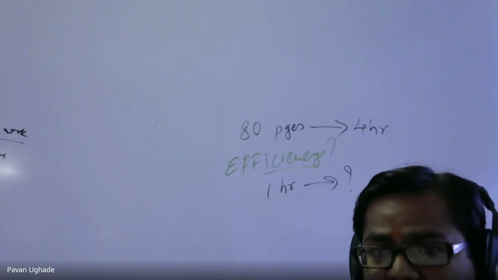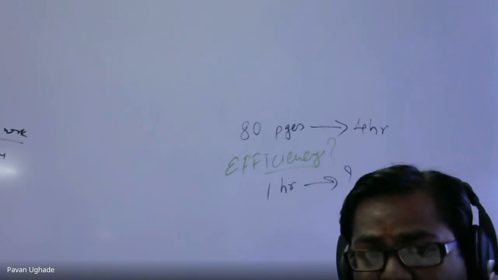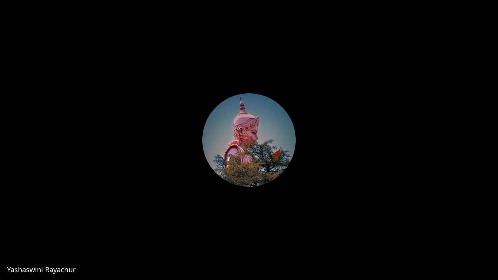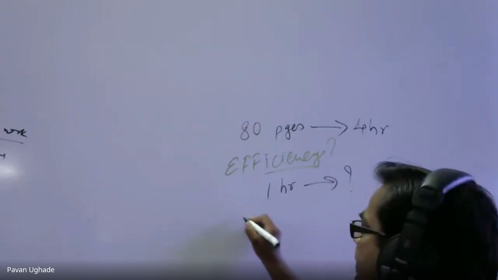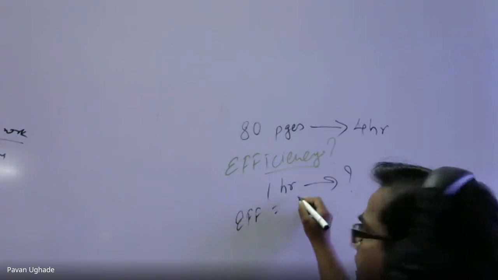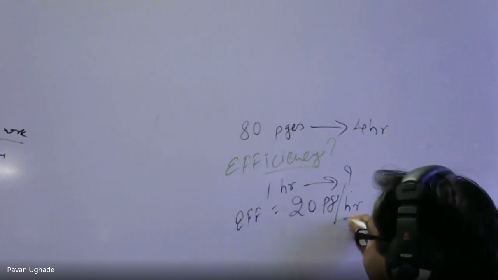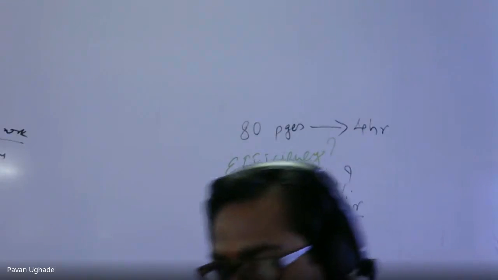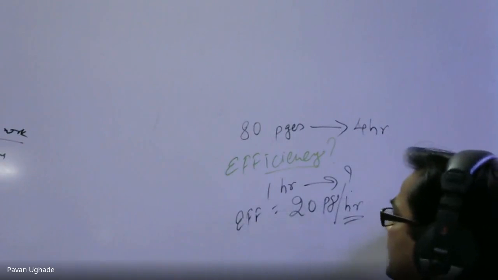Can somebody tell me, if 80 pages are written in 4 hours, in 1 hour how many pages can you write? 20 pages. Yeah. So can I say the efficiency of this person is 20 pages per hour? 20 pages per hour.